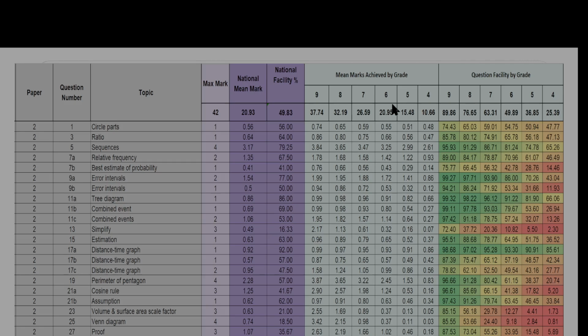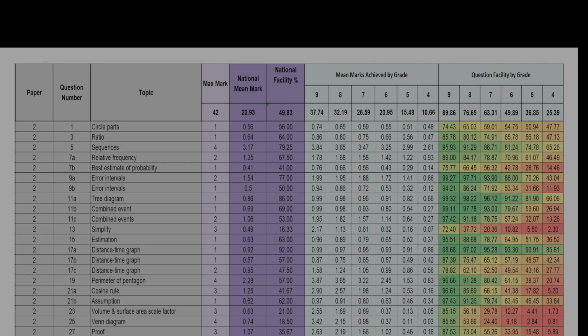I've also included on this page the breakdown by question facility by question. This kind of tells you how easy each question was. So, for example, somebody who scored a grade 7 found the most complicated question on this paper, question 13. And it just gives you a kind of a national picture of how other students found this back in 2018, which I think is quite useful. But let me know if you find it useful or not.